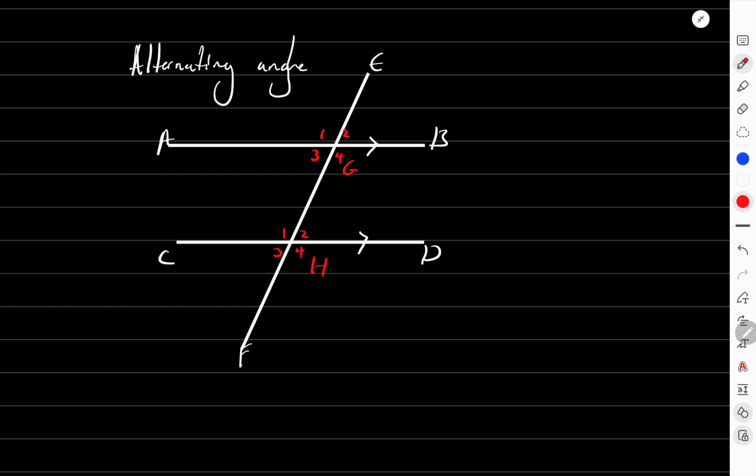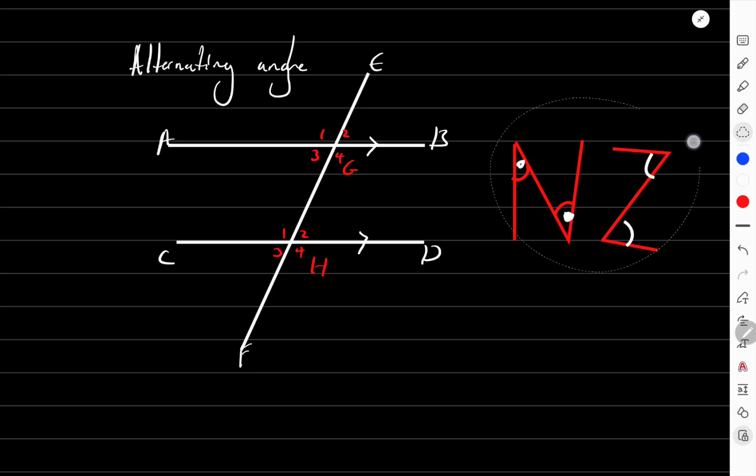Alternating angles are angles that are found within the N shape or the Z shape. The N shape or the Z shape. Now, if these two lines are parallel, it means the angle that is found here and the angle that is found there, they are the same in magnitude. It means the angle here and the angle here, they are equal. The angle found here and the angle found here, they are also the same.